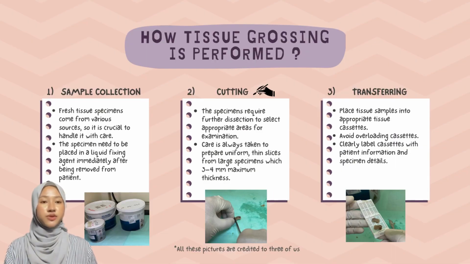So, how is tissue grossing performed? First, fresh tissue specimens come from various sources, so it is crucial to handle them with care since they can easily be damaged. The specimen needs to be placed in a liquid fixing agent, such as formalin, immediately after being removed from the patient. Then, the specimen requires further dissection to select appropriate areas for examination. Care is always taken to prepare uniform, thin slices from large specimens with 3 to 4 mm maximum thickness.